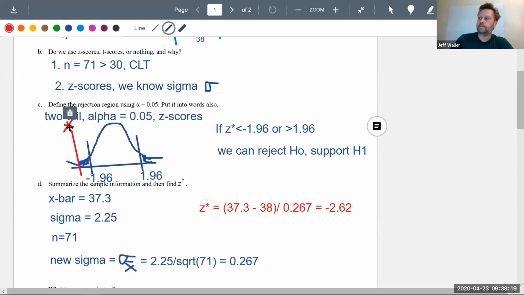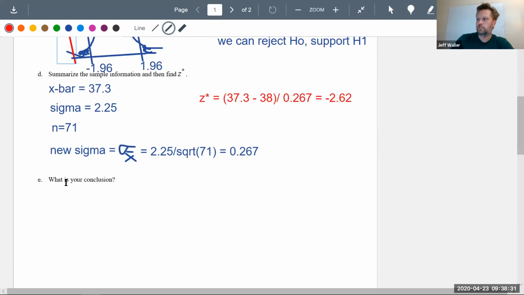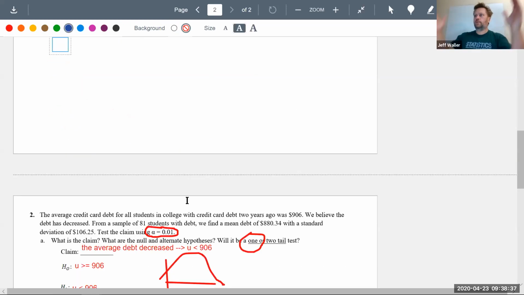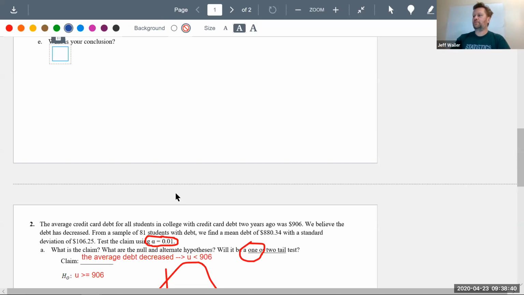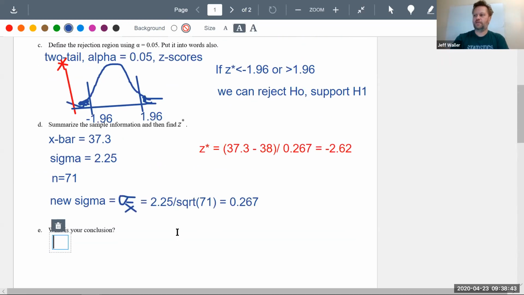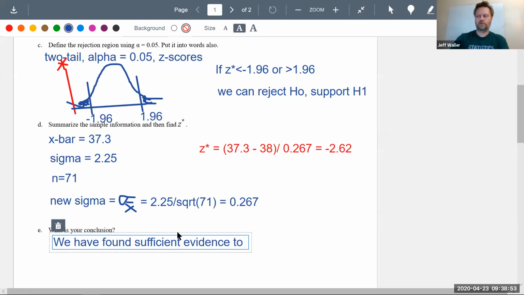So if my Z star had been there, we would have failed to find evidence. But it was here. So we have found, I don't know, sufficient evidence to do what? I should have put it up here. I'm really sorry. Let me go back up here. Why is everything so slow? Come on.